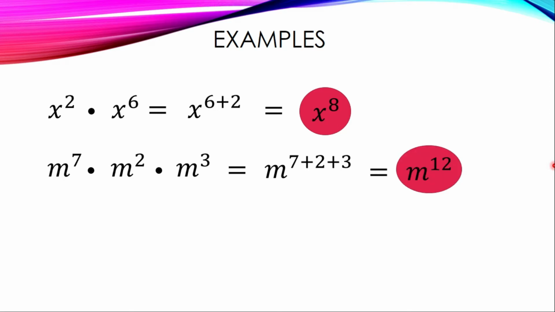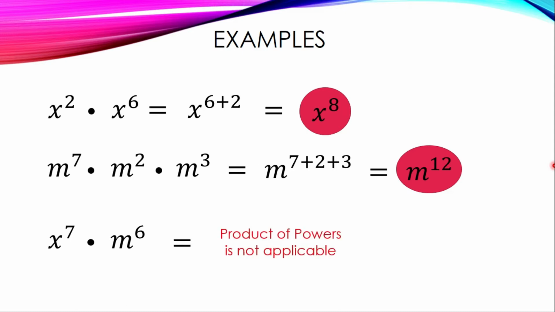So let's have again another example. If we have x raised to 7 times m raised to 6, you can notice that they do not have the same base, therefore the product of powers is not applicable. So if you can see this situation, product of powers is not applicable, and therefore the answer is m raised to 6, x raised to 7. Just simple as that. Or you can write it as x raised to 7, m raised to 6. It depends on how you apply your multiplication of polynomials, but for me, arrange that alphabetically.